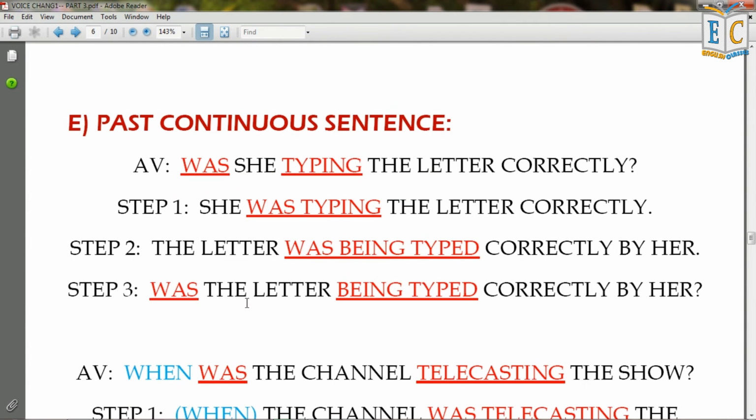In a past continuous tense, in active voice, was she typing the letter correctly? Becomes in step 1, she was typing the letter correctly. In step 2, it becomes the letter was being typed correctly by her. In step 3, it becomes was the letter being typed correctly by her.